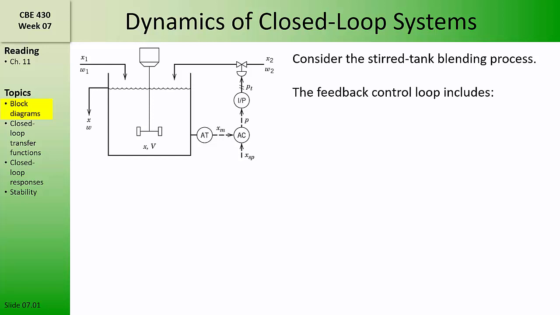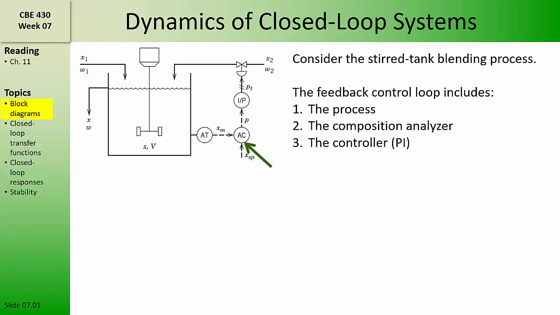We'll do this by going back and forth between mathematical descriptions of the process, an instrument diagram of the process, and a representation of it in the form of a block diagram. We'll begin by considering this stirred tank blending process. The feedback control loop contains multiple elements, including the process, the composition analyzer transmitter, a controller, which we'll assume in this case is a PI controller, an IP transducer, and a valve.